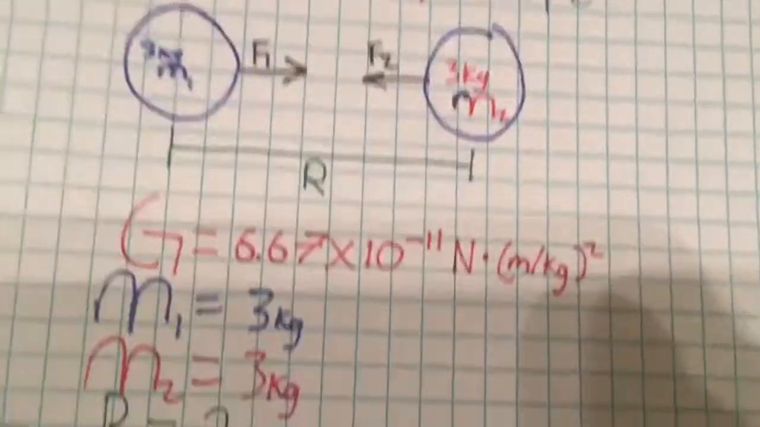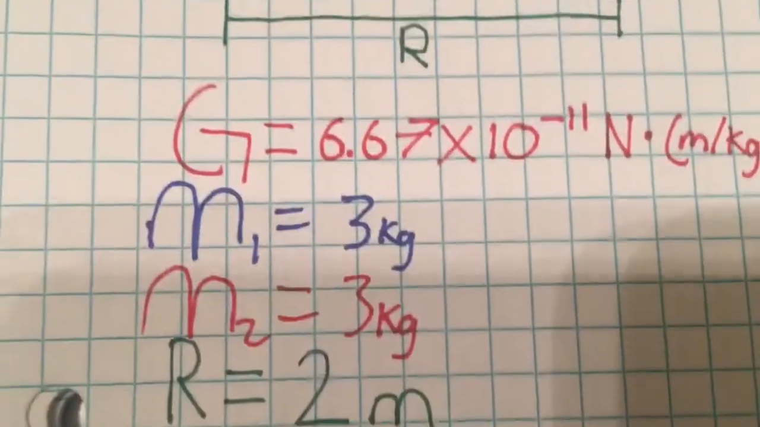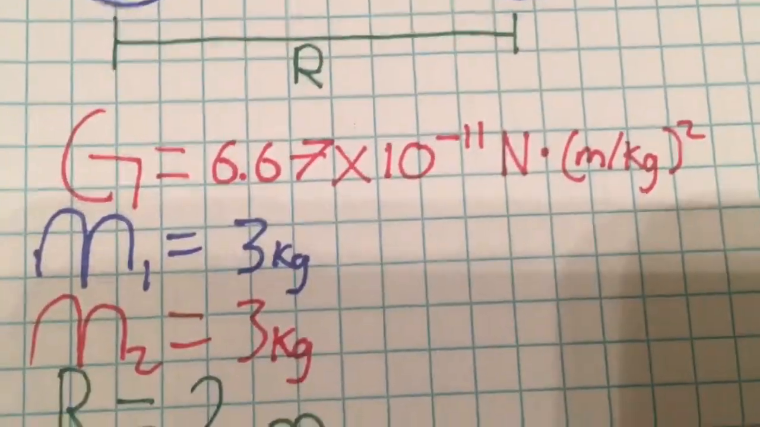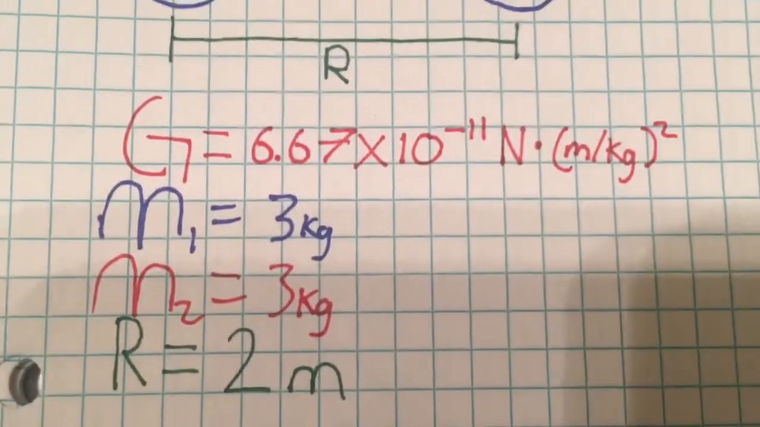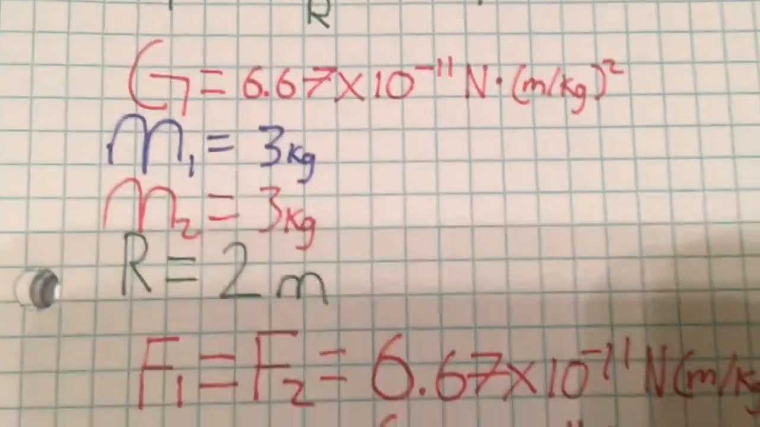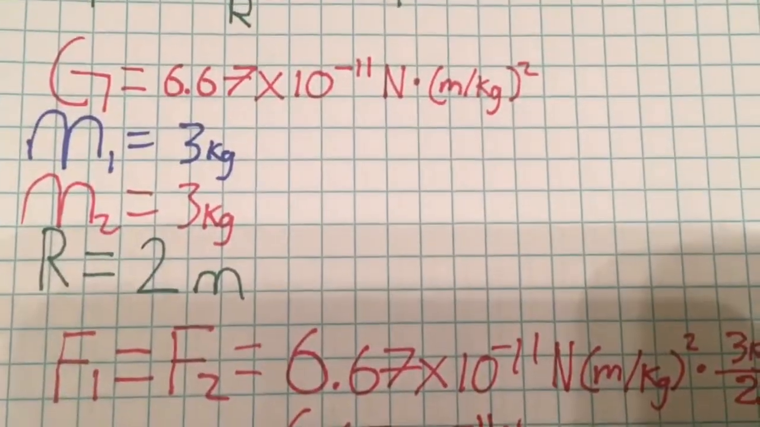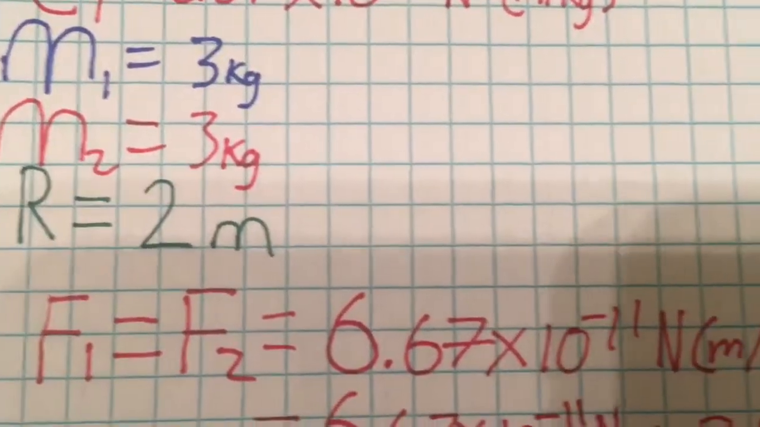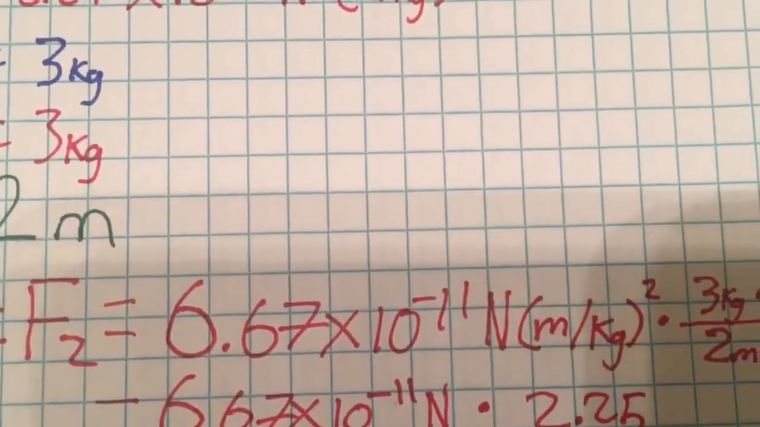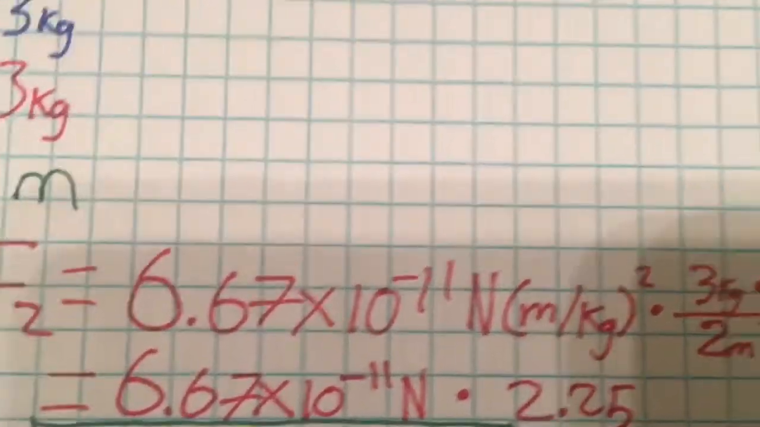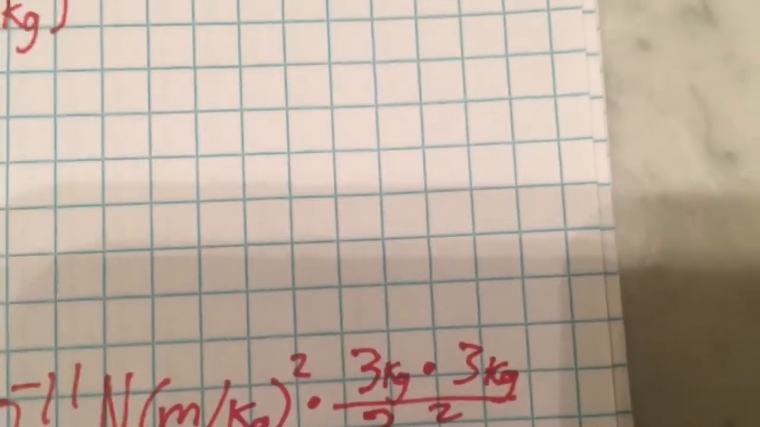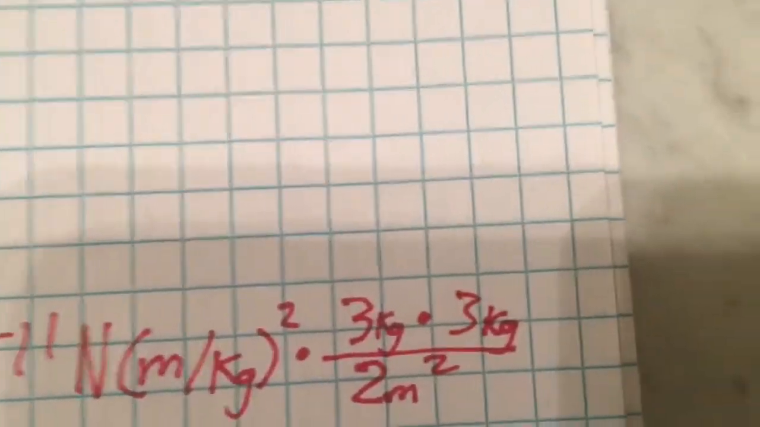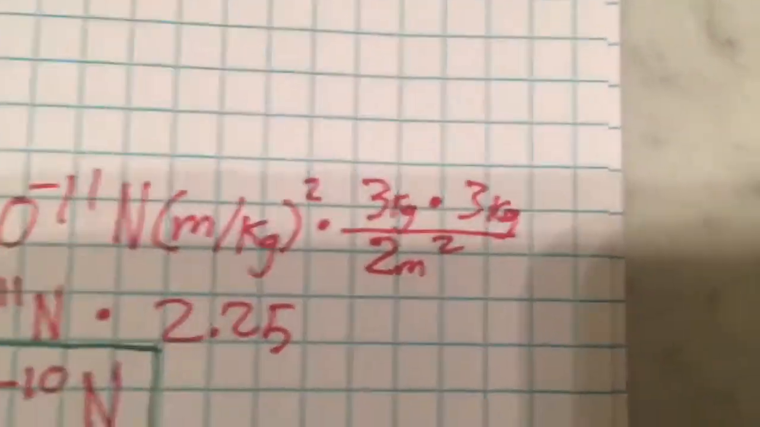Now I've gone and taken the liberty of defining variables here. So we have mass 1 is 3 kilograms, mass 2 is 3 kilograms, and R is 2 meters. Remember, those are the center points, not radius. Now, I have written out the equation we would use. So we have F1 equals F2, which equals 6.67 times 10 to the negative 11th power times meters cubed per kilogram per second squared. Now we have 3 kilograms times 3 kilograms, both of our masses, over 2 meters squared, which is our R. So now this is 9 divided by 4, which is 2.25.